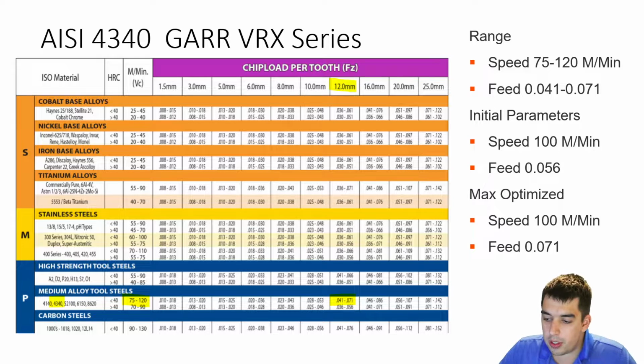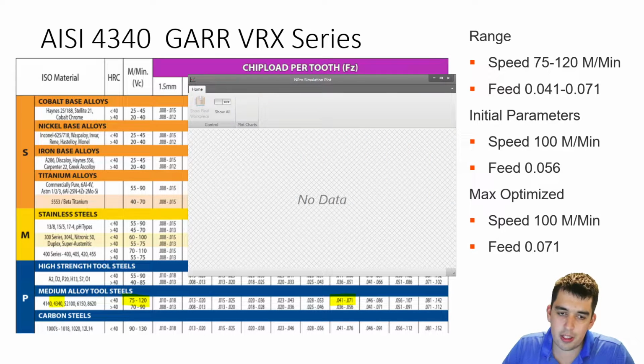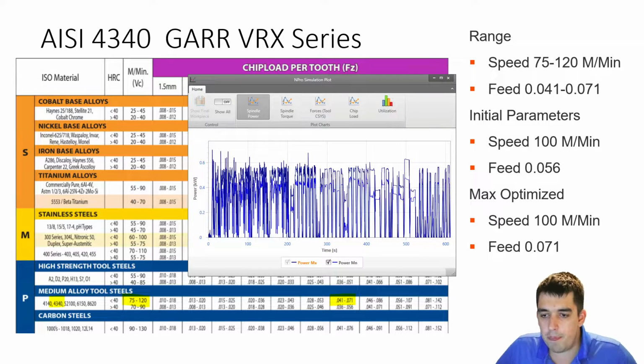What we will be doing later on when we get into our optimization is we will optimize for feed, but we're not going to push beyond a feed of 0.071. That is the upper range of the recommended operating conditions for this particular tool. I don't really want to push things too far, and I think that even keeping things fairly conservative, we're going to find some pretty impressive efficiency gains.